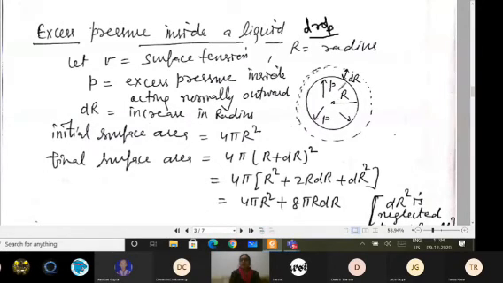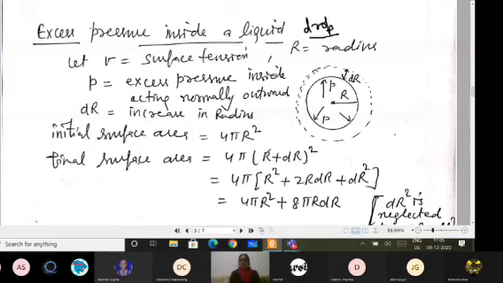Suppose the radius of the drop is r, and because of the excess pressure the radius increases by the value dr. Small p I'm taking as the excess pressure, which is always acting in the outward direction. dr is the increase in radius. Then the initial surface area is of course 4 pi r square, and the final surface area you can find: 4 pi into (r plus dr) whole square. You can work it out: r square plus 2r dr plus dr square. This dr square, because dr is a very small quantity, the square of this small quantity can be neglected.